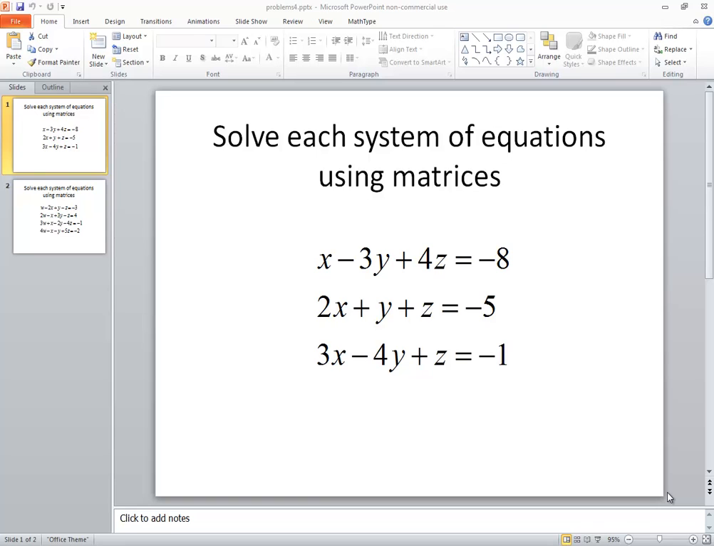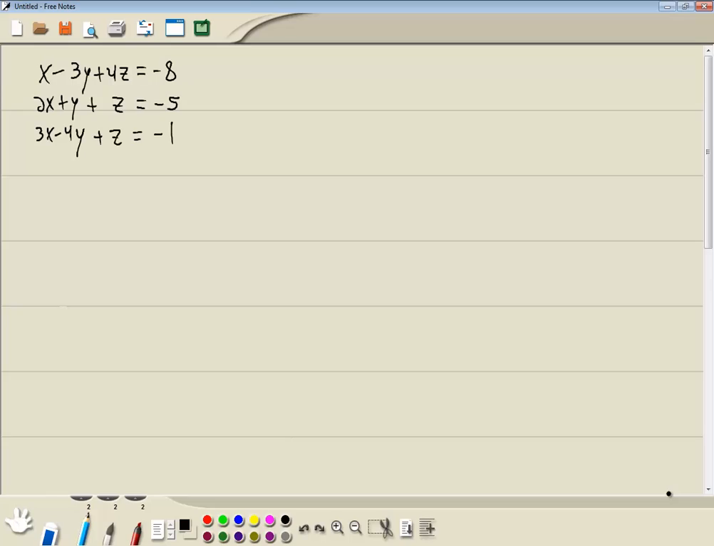In this problem, I'm going to solve this system of equations using matrices. I'm going to do it by hand. Okay, so let's write down the matrices along with this. So I got 1, -3, 4, -8, 2, 1, 1, -5, 3, -4, 1, -1.